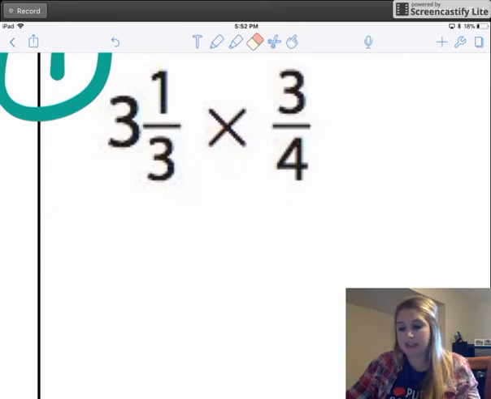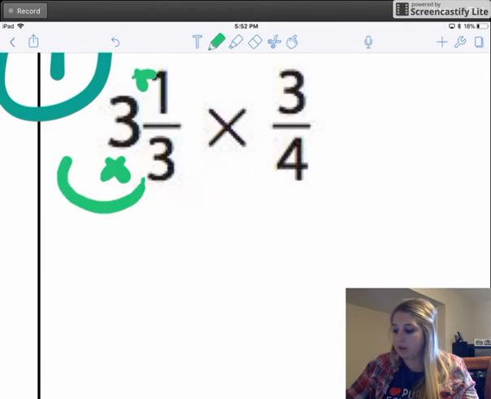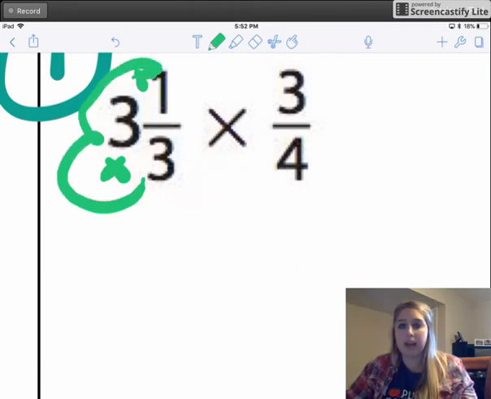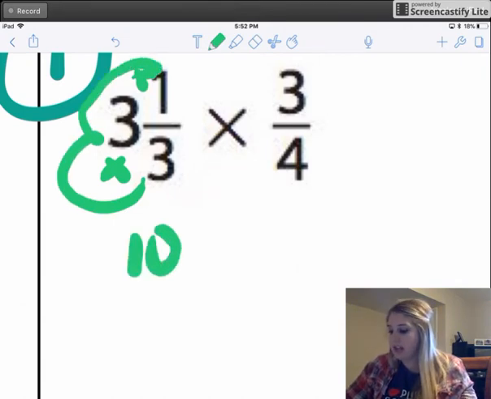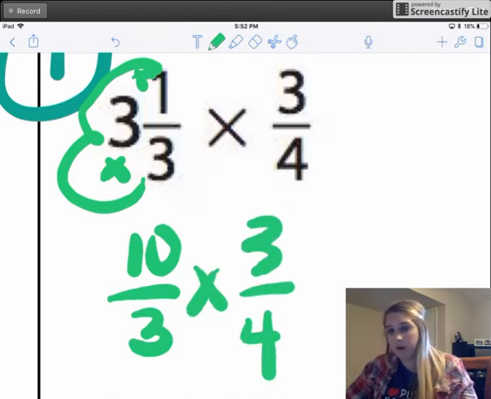All you have to do is make that fraction mad. So I'm going to take 3 times 3 and add 1, make it mad. 3 times 3, add 1, 9 plus 1 is 10 over 3. And now I have times 3 over 4.